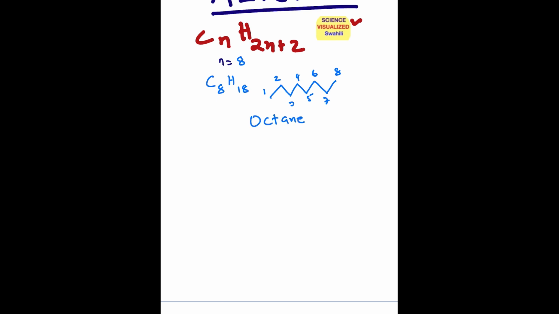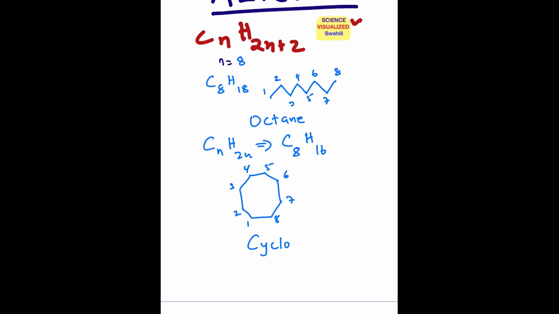For a cyclic alkane with 8 carbons, the formula will be CnH2n. And now we know that n is 8, and therefore it will be 2 times 8, which gives you 16, so C8H16. And the structure for that will be this: 1, 2, 3, 4, 5, 6, 7, and 8. And the name now is cyclooctane.